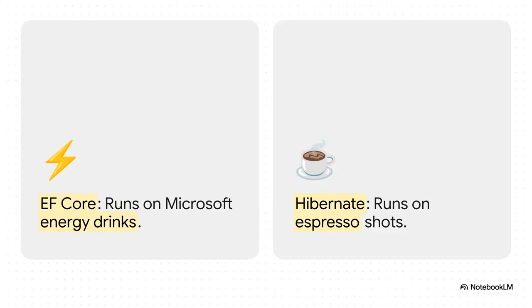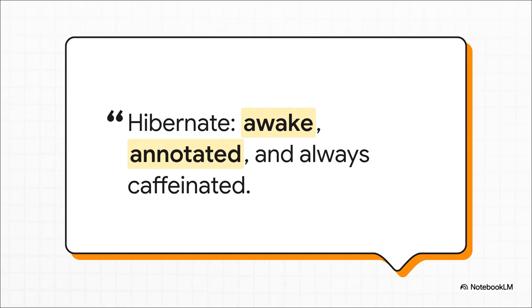Simple as that. And hey, let's put it in cultural terms for a second. EF Core just feels like it runs on those high-caffeine Microsoft energy drinks. It's fast, it's modern, it's integrated. Hibernate, with its deep, deep roots in the open-source Java community, well, that feels like it's powered by a nice, steady stream of strong espresso shots. So, at the end of the day, no, Hibernate is not EF Core after a long nap. It's a completely different animal, born from a totally different ecosystem. It is wide awake, it is heavily annotated, and it is, for sure, always caffeinated.